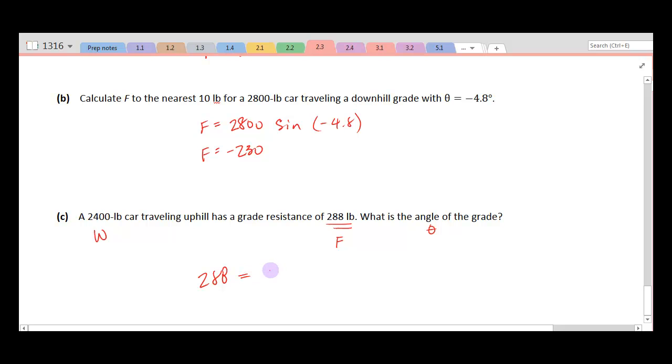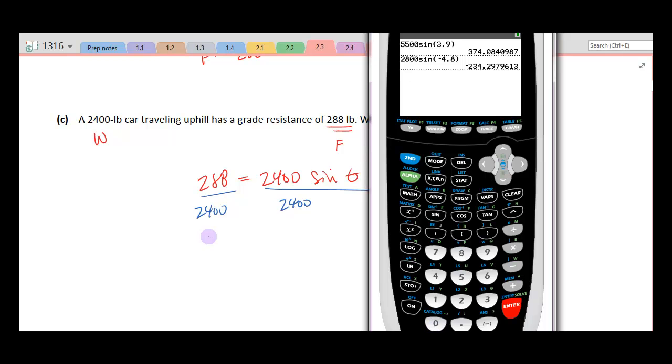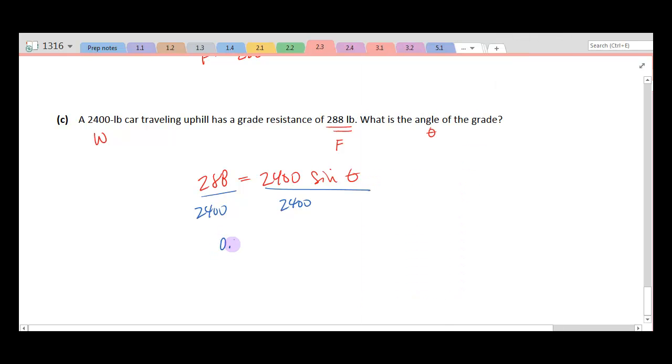288 is equal to 2,400 sine theta. Remember, it's theta that I'm actually solving for. So just like in algebra where we could divide off the coefficient, I'm going to divide both sides by 2,400. When I do that, on the left-hand side over here, I get 288 divided by 2,400, giving me 0.12. That's equal to sine theta.